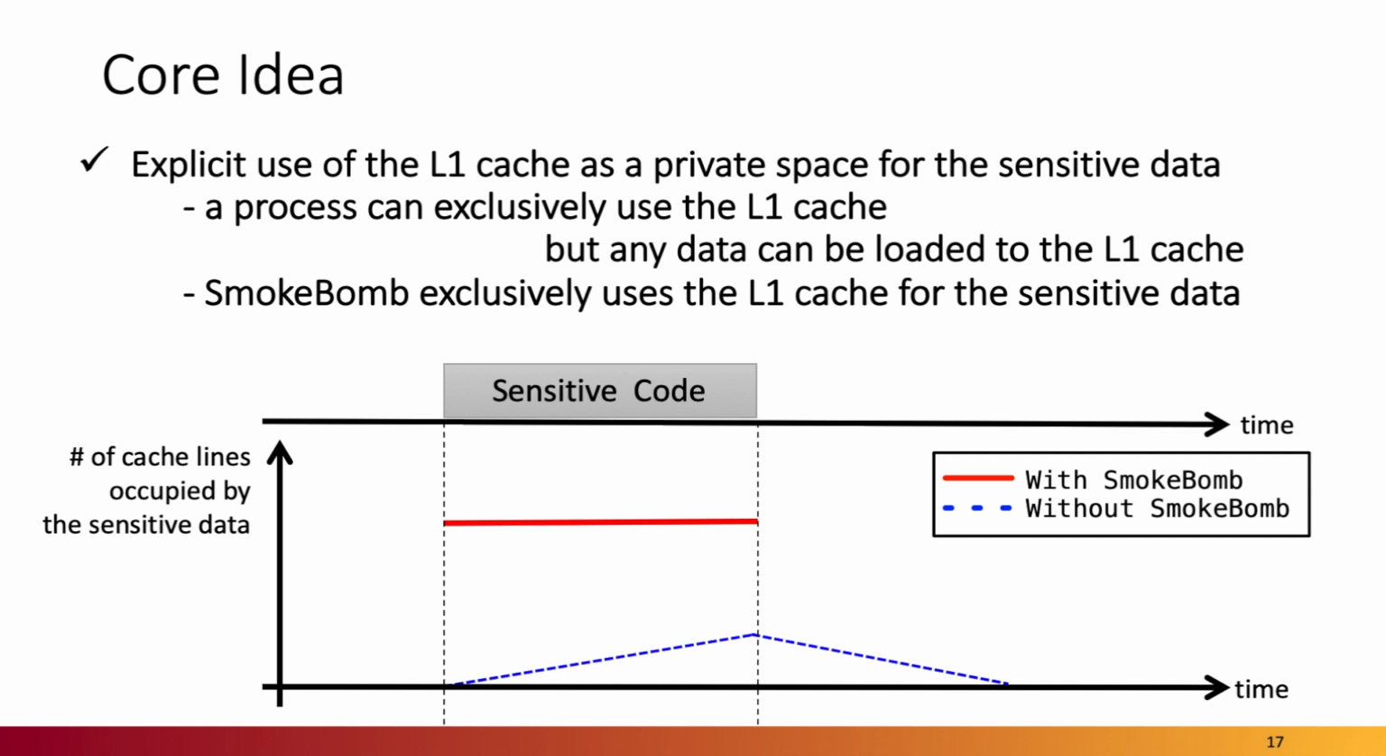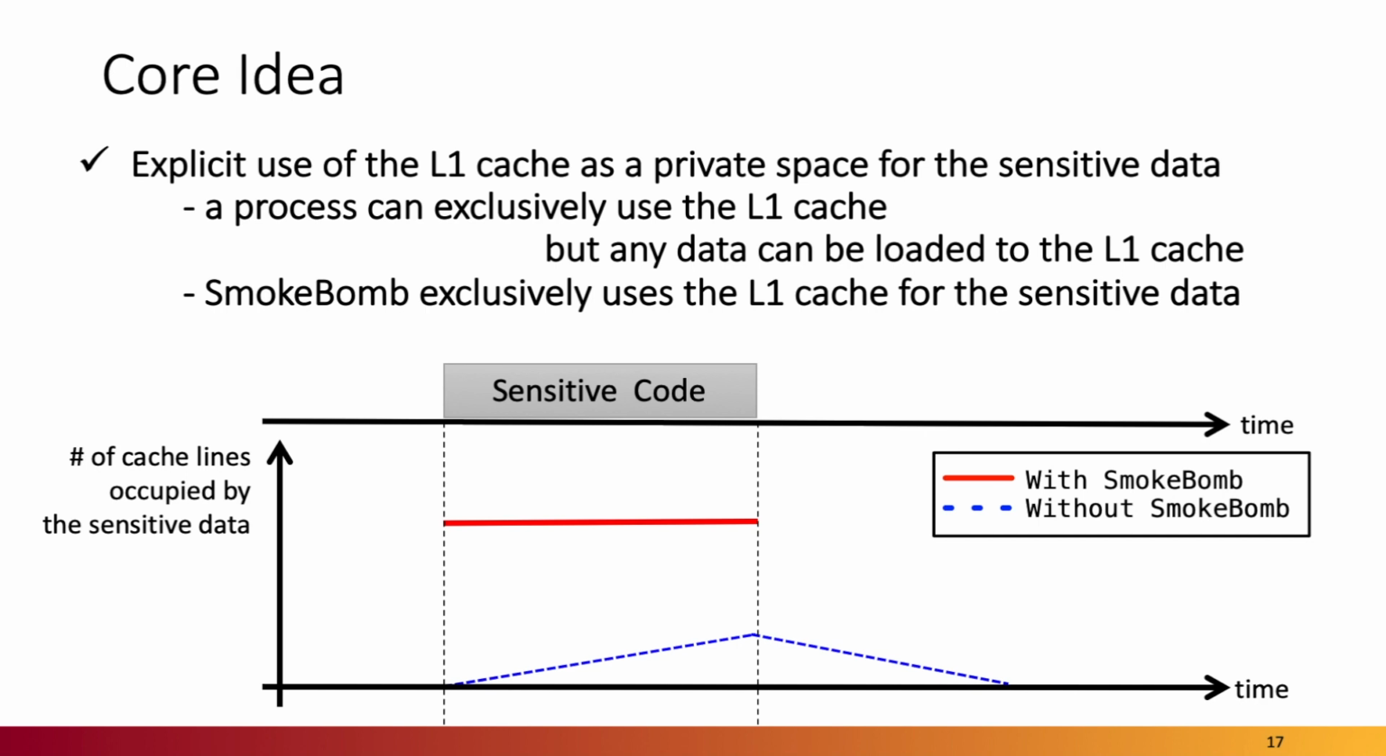To mitigate the cache-side channel attacks, we designed SmokeBomb. The core idea of SmokeBomb is to use the add-on cache for the sensitive data so that it can give consistent attack results. Because the add-on cache is a per-CPU cache, which is not shared with other cores, a process can exclusively use the add-on cache. However, there is no mechanism to select data that cannot be loaded into the cache or that must be loaded into the cache.